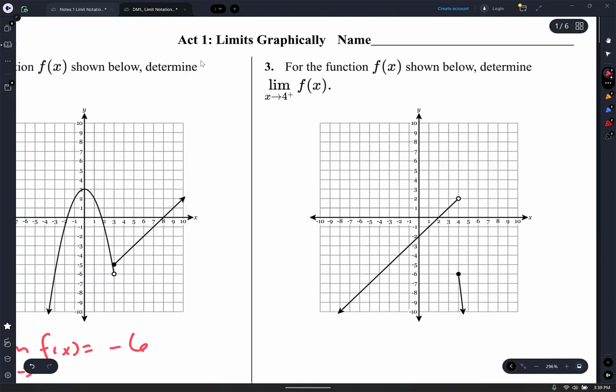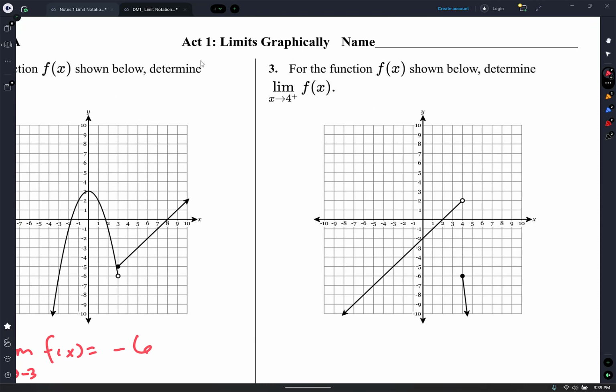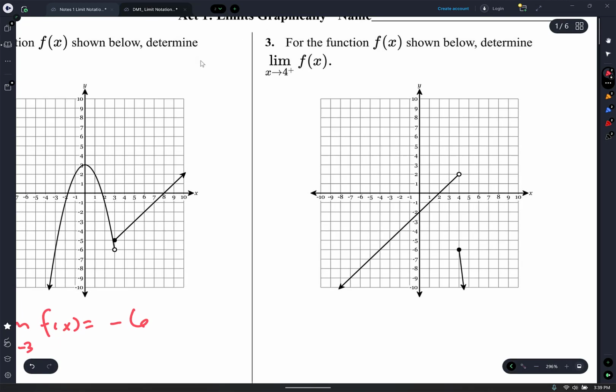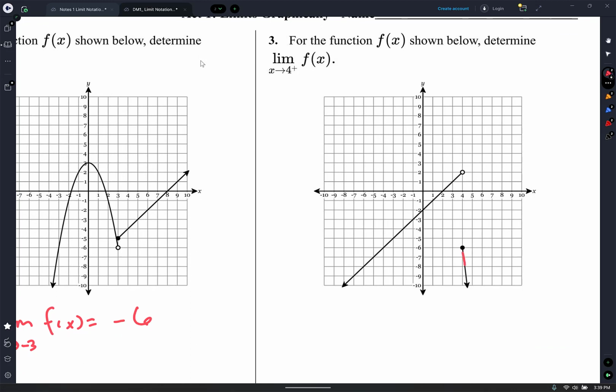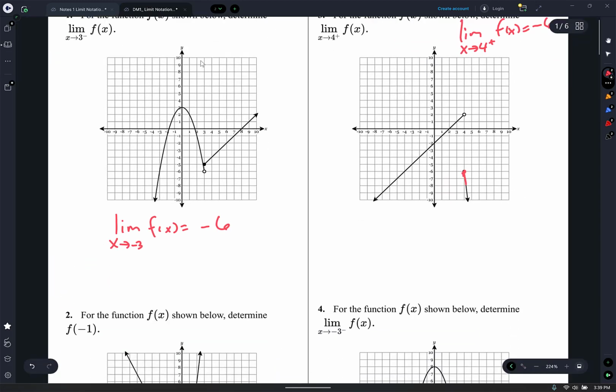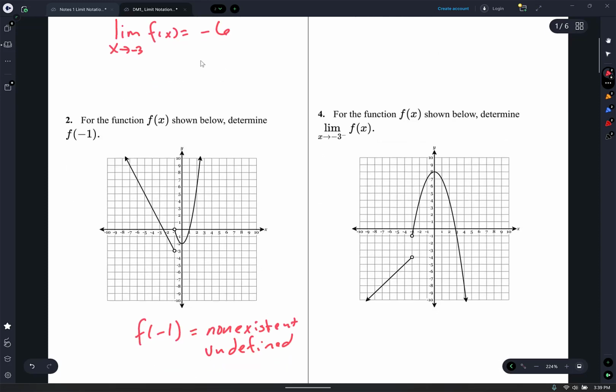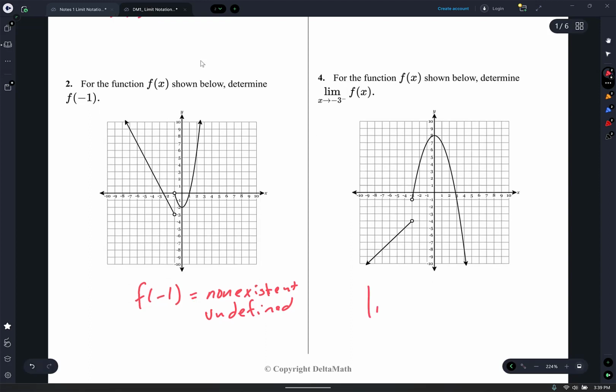Let's go to number 3. This one says limit as x approaches 4 from the right-hand side. So I look at 4 from the right-hand side, and what y value does it look like to you? -6 again. The limit as x approaches 4 from the right-hand side of this function is -6. Let's go to number 4. -3 from what direction? From the left. Limit as x approaches -3 from the left of this function equals, what does it equal? -4. You guys kind of got it down more or less.